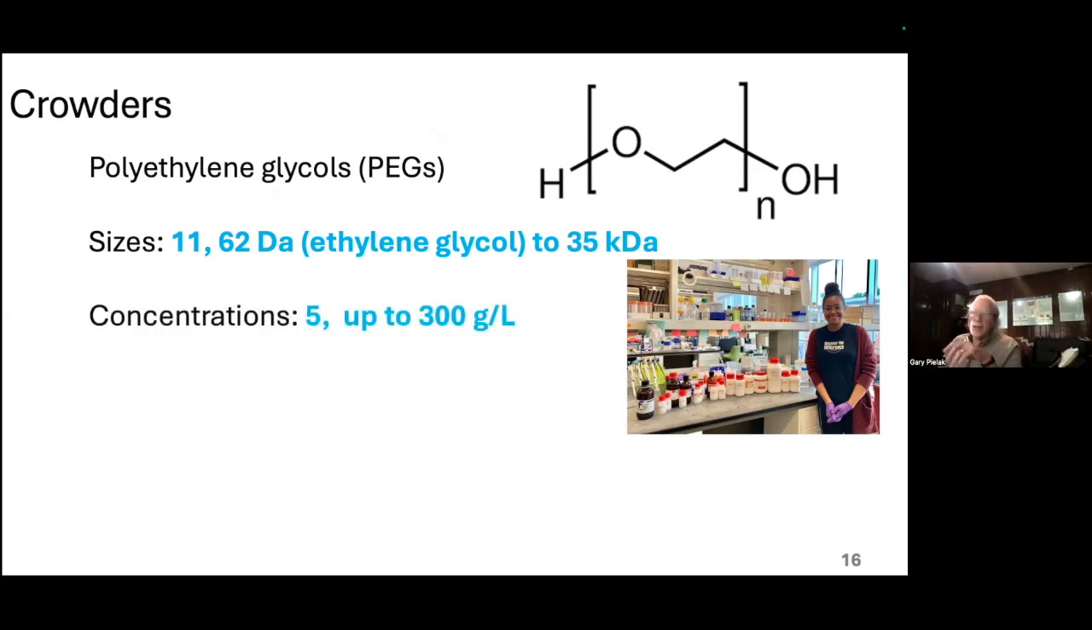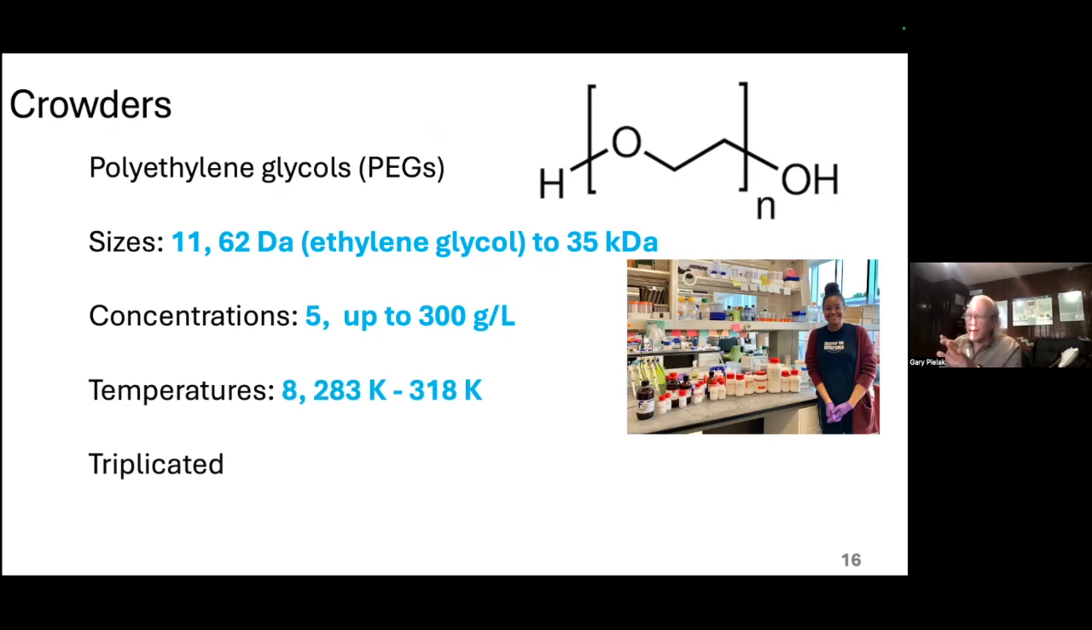They're very soluble. For everything we looked at, there are at least 5 concentrations, from 0 to 300 grams per liter. Temperatures, what I'll talk about today, 8 different temperatures from 283 Kelvin to 318 Kelvin. And like I've said before, all the data I'm going to show you has been triplicated. The main point of me saying this is that even if Daniel and I are wrong, whatever theory is right is going to have to explain our data.